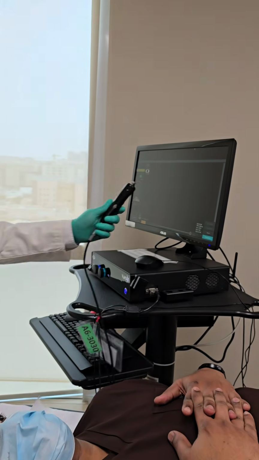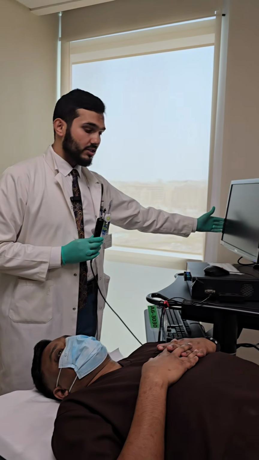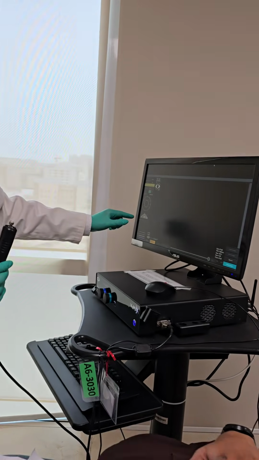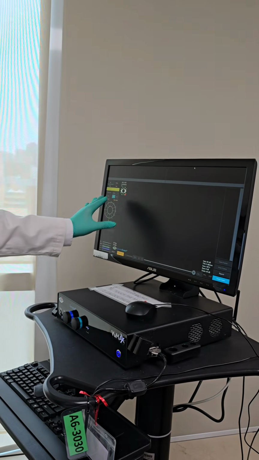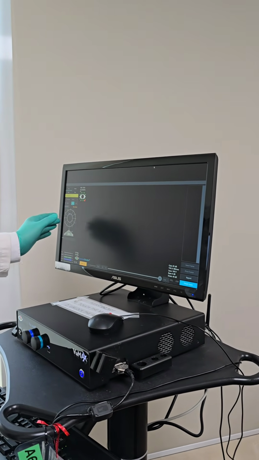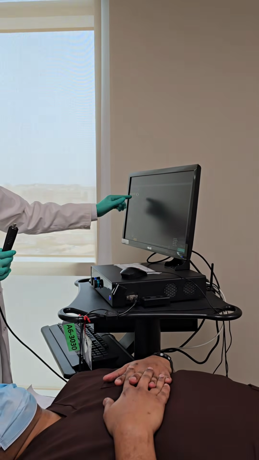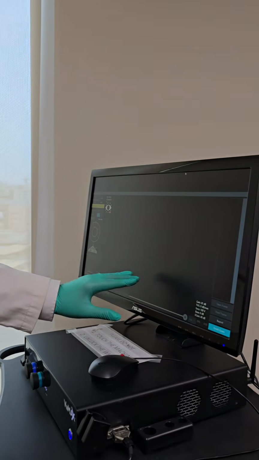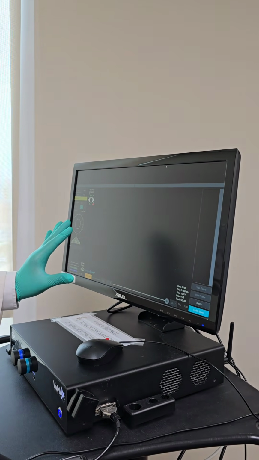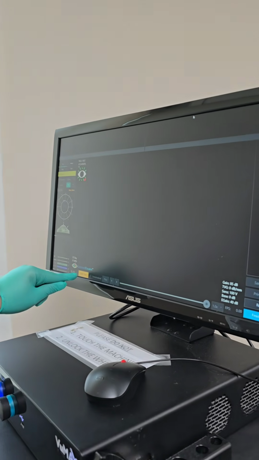Here is the transducer. This is the most critical component of the UBM. And this is the platform of the software, where you can see we put the patient's details and select the right eye, the name of the patient, and the angle, the transducer frequency, also the gain. Everything in this platform you can select before the patient comes in, and then you will start the scan by selecting this button.